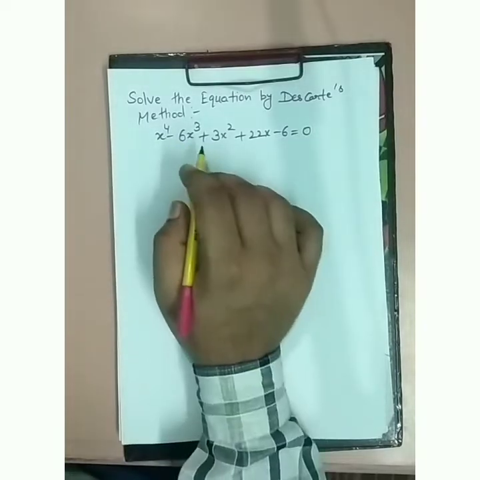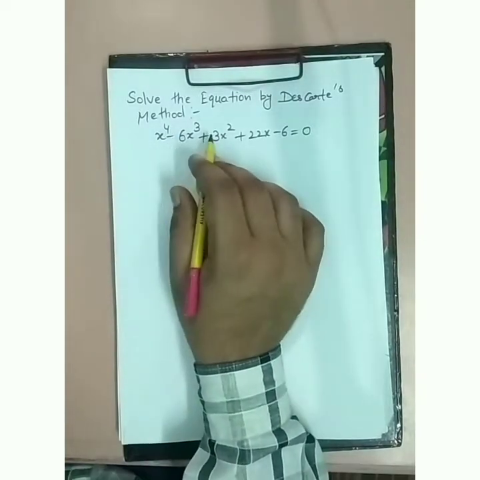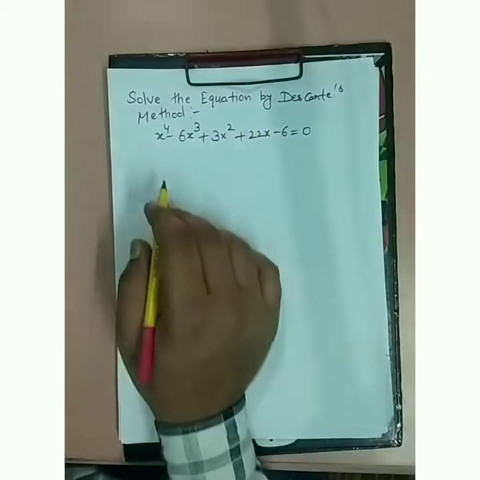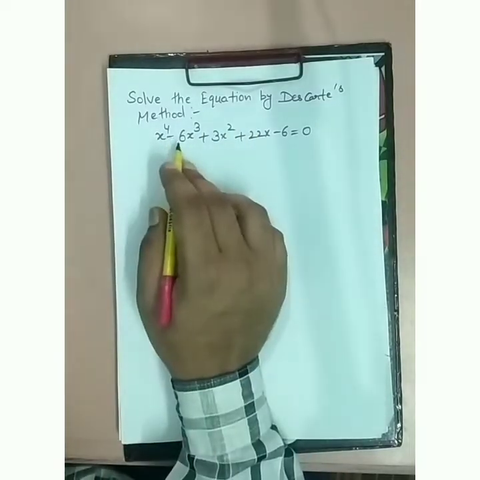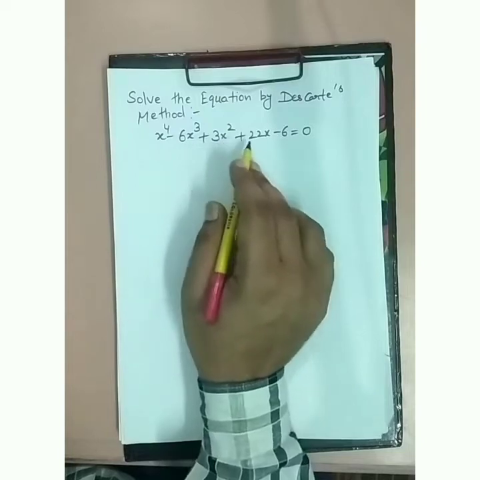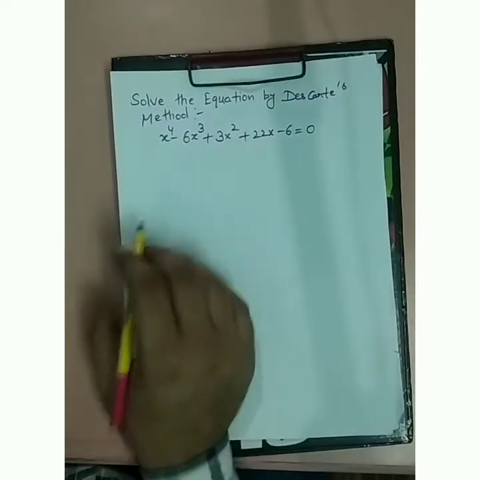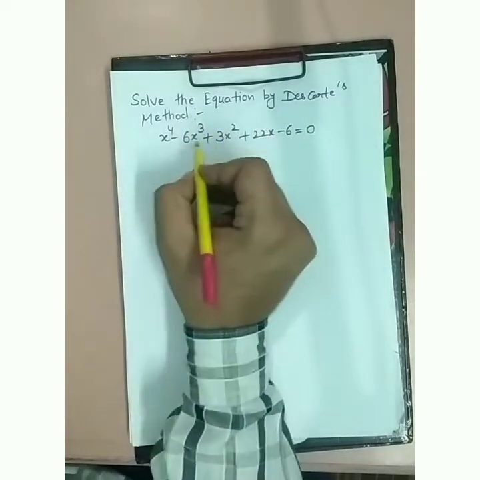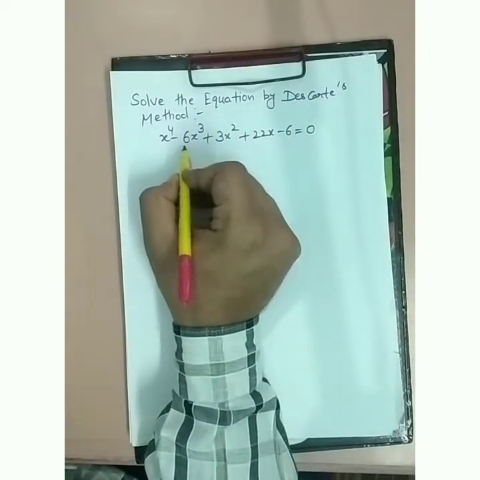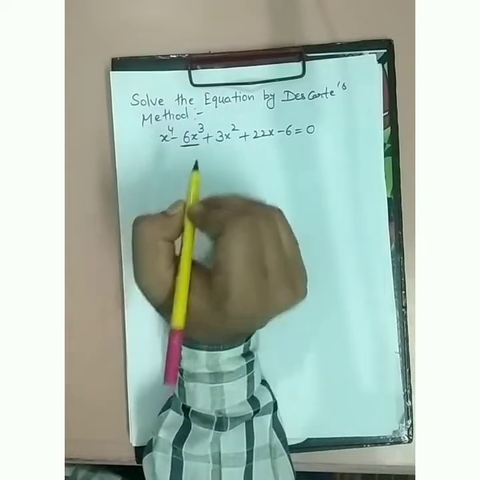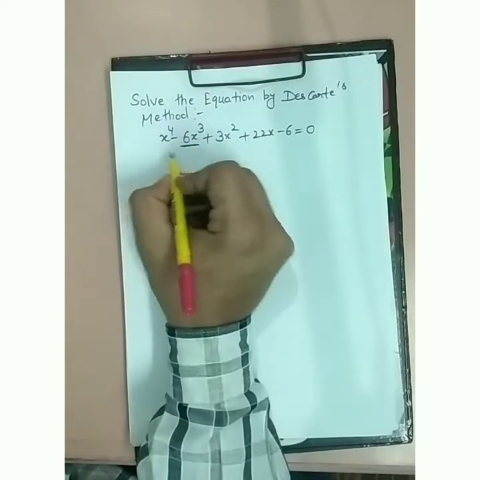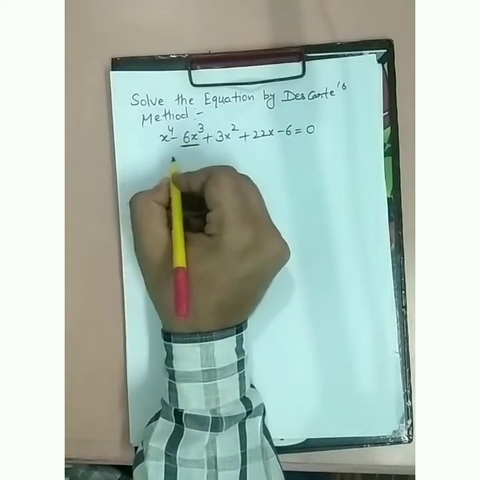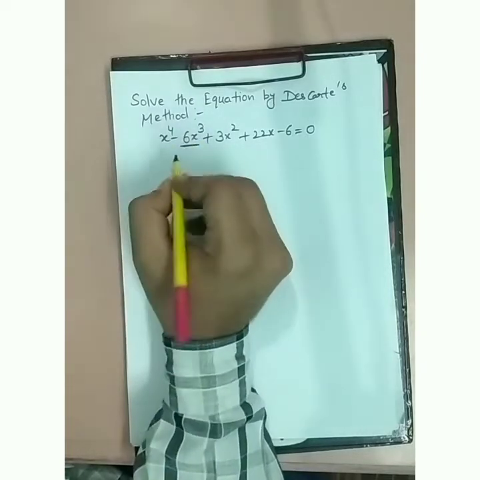Okay, hello students. Now we will solve another example of Descartes method. That is x^4 - 6x^3 + 3x^2 + 22x - 6 = 0. For applying Descartes method, we have to eliminate the second degree term. For this, we have to diminish each root by h. So let us find the h.